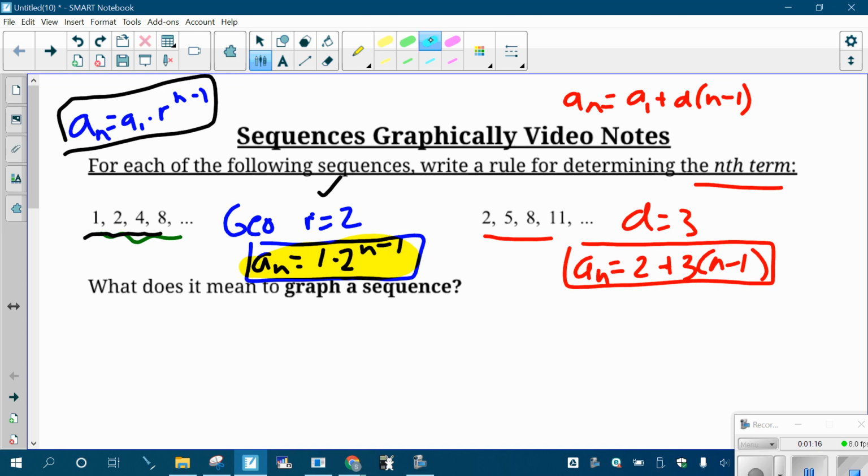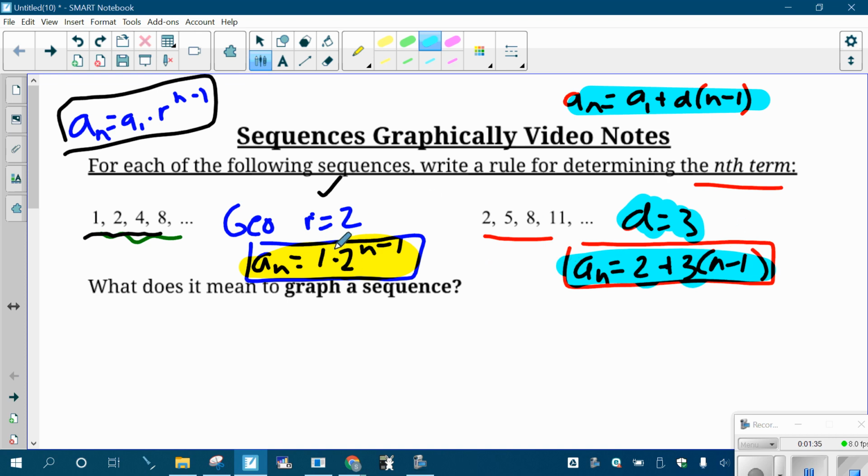Okay. Second one, I looked at it. I said, oh, I'm not multiplying by something every time. I'm adding something. What is that thing that I'm adding? 3. It's called the common difference. I grabbed my formula and I plugged in first term was 2, common difference was 3. And all together, I get my formula for figuring out the nth term.